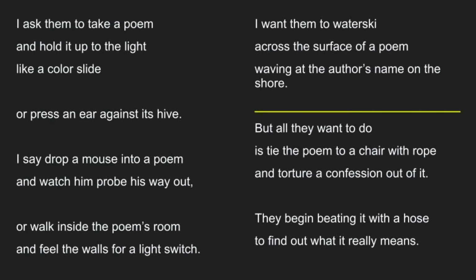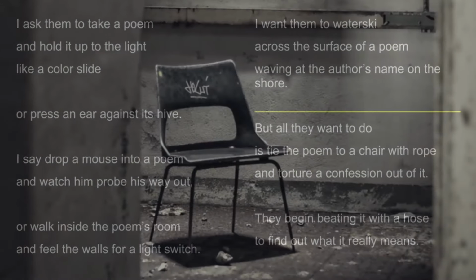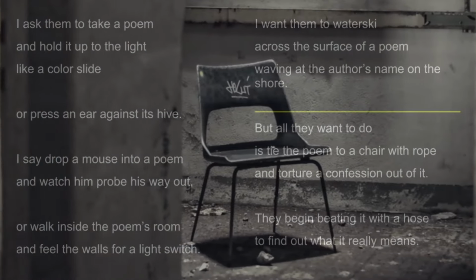In the second half of the poem, that bottom half, the images are visceral and intense and torturous. Instead of adventure, it's tying it to a chair and torturing a confession out of it. We're left with this image of the poem being brutalized in order to figure out what information it's holding.